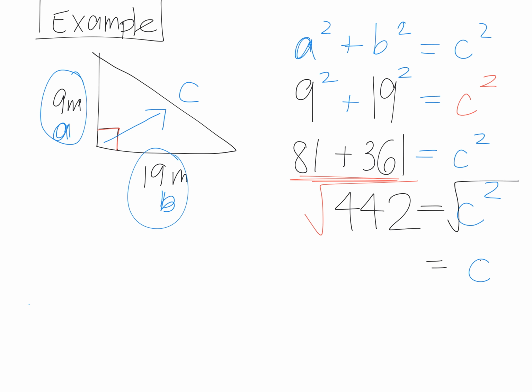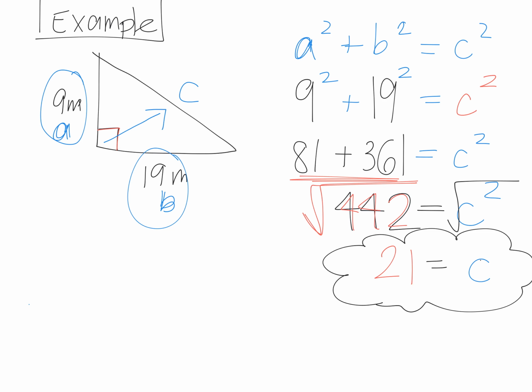So the square root of 441 equals 21, which means that c equals 21. What's the unit? Now, remember we said the hypotenuse is the longest side of a triangle. Is 21 the longest side, now that you found the dimensions? Yeah. So that's it.